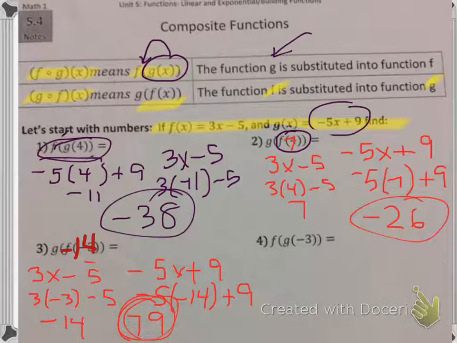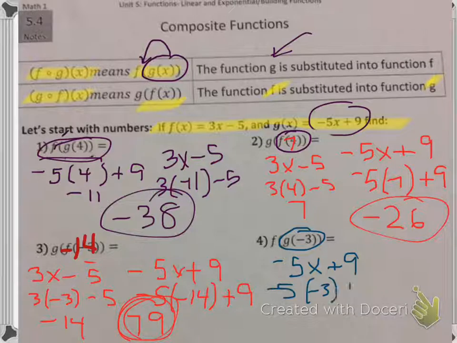All right, we got another one just like that, but the opposite direction. So this time we're going to start with g of negative 3. My g function is negative 5x plus 9. I've got to put my negative 3 in the x position. So negative 5 times negative 3 plus 9. When I did that, I got 24. So this whole part right here is 24.